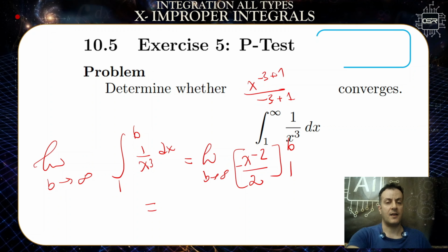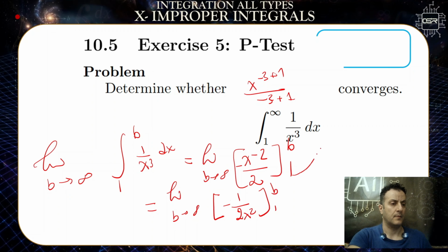now x to the power of minus 2 is simply 1 over x squared. Hence, limit b approaching infinity of minus 1 over 2x squared between b and 1. This is equal to minus 1 over 2b squared plus 1 over 2.